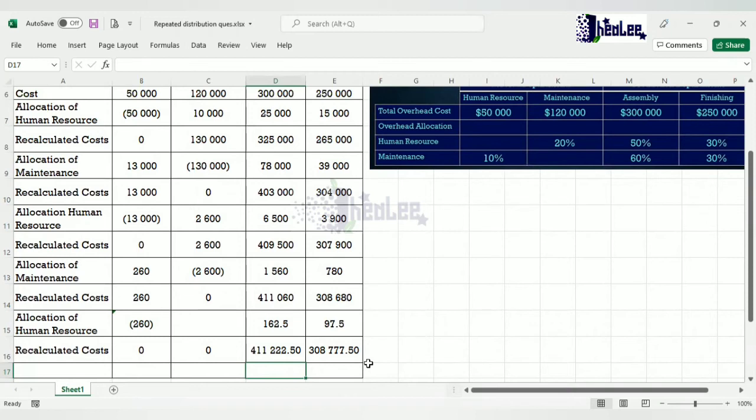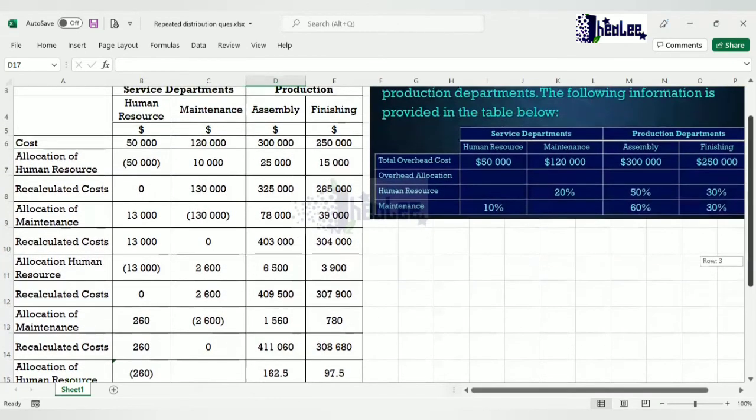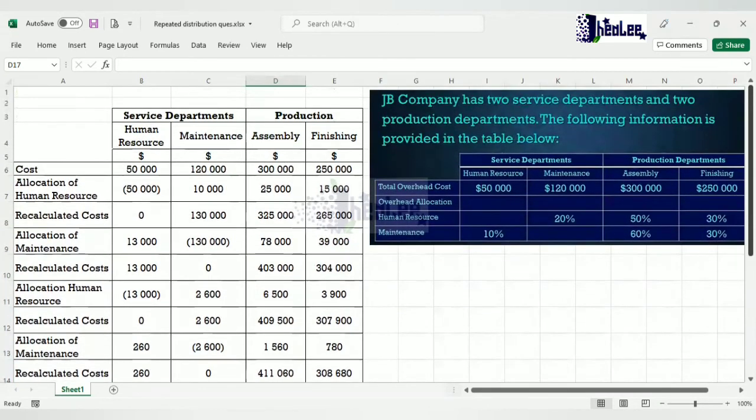$720,000. So remember, for the repeated distribution, you are going to continue distributing the cost, the service cost, until the value is minimal. But in terms of knowing which department you're to start with, you're going to use the step-down method to determine which service department is offering the highest percentage to other departments, and then you'll start allocating that.